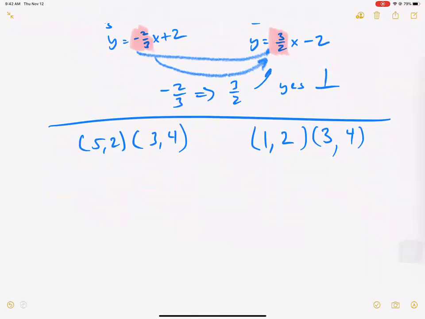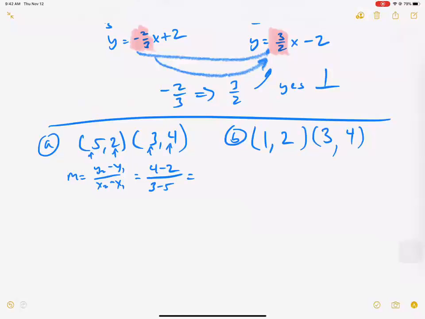Well, what's the slope of line A and line B? So to find slope, we have our equation y2 minus y1 over x2 minus x1, which really just take a y and subtract the other y. 4 minus 2, then take the x and subtract the other x, divided by 3 minus 5. This will leave us 2 over negative 2, which is negative 1 over 1, which is negative 1.